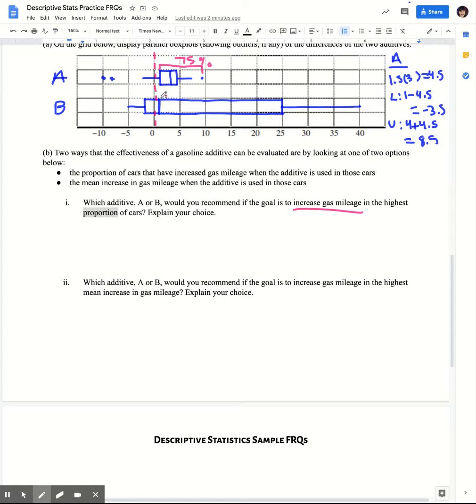Whereas for B, you only have about 50%. Even though the spread is much wider, that doesn't matter for percentage, because remember, each of these little portions of the box plot represents 25% of the data. This whisker is 25%, this part of the box is 25%, this part of the box is 25%, and this whisker is 25%. So here I have 3 of my separate parts of the box plot above the 0 line. Additive A is better when you're talking about increasing gas mileage in the highest proportion of cars.